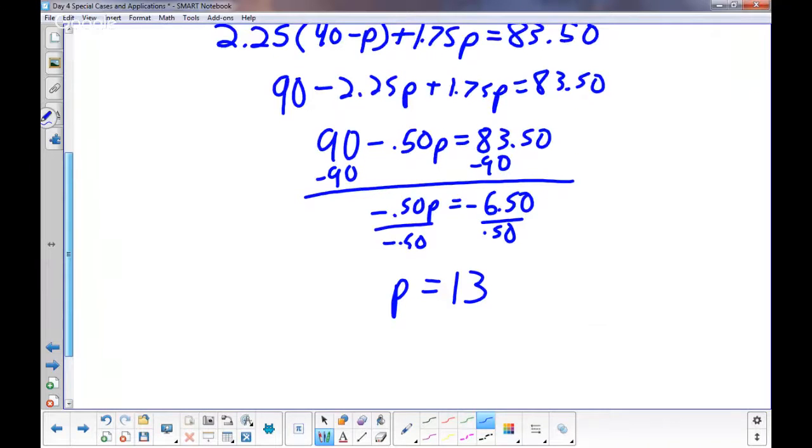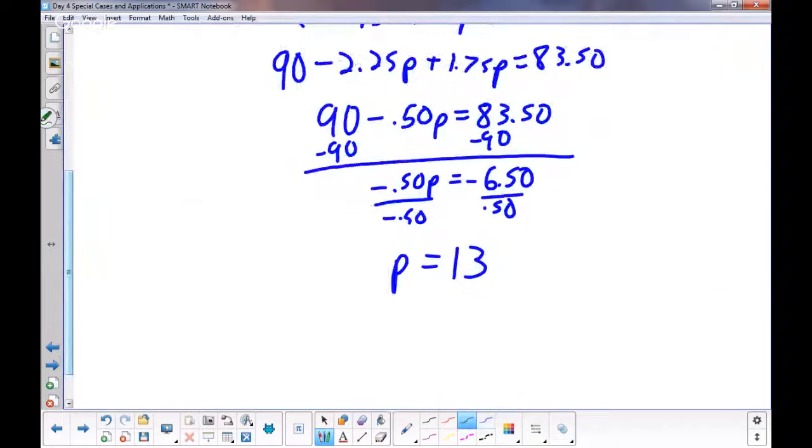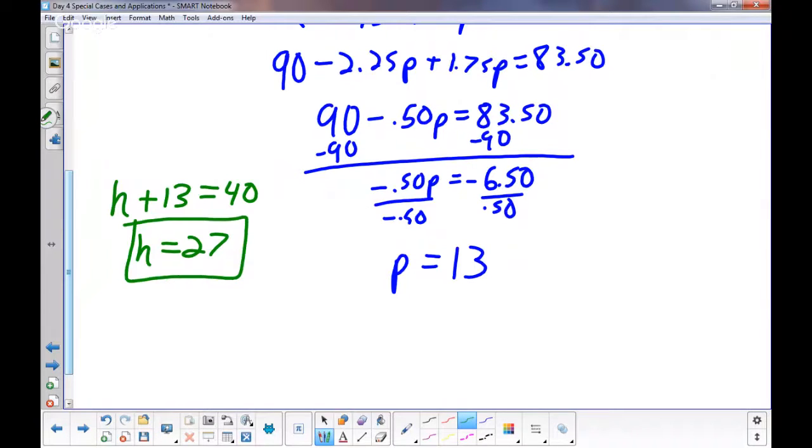But we are looking for the number of hot dogs. So in this case, find the number of hot dogs. We're going to take H plus 13 equals 40. In our case here, H equals 27. So there are 27 hot dogs, and that's my answer. Hope you understand. Make sure you practice this, and we will do more later.